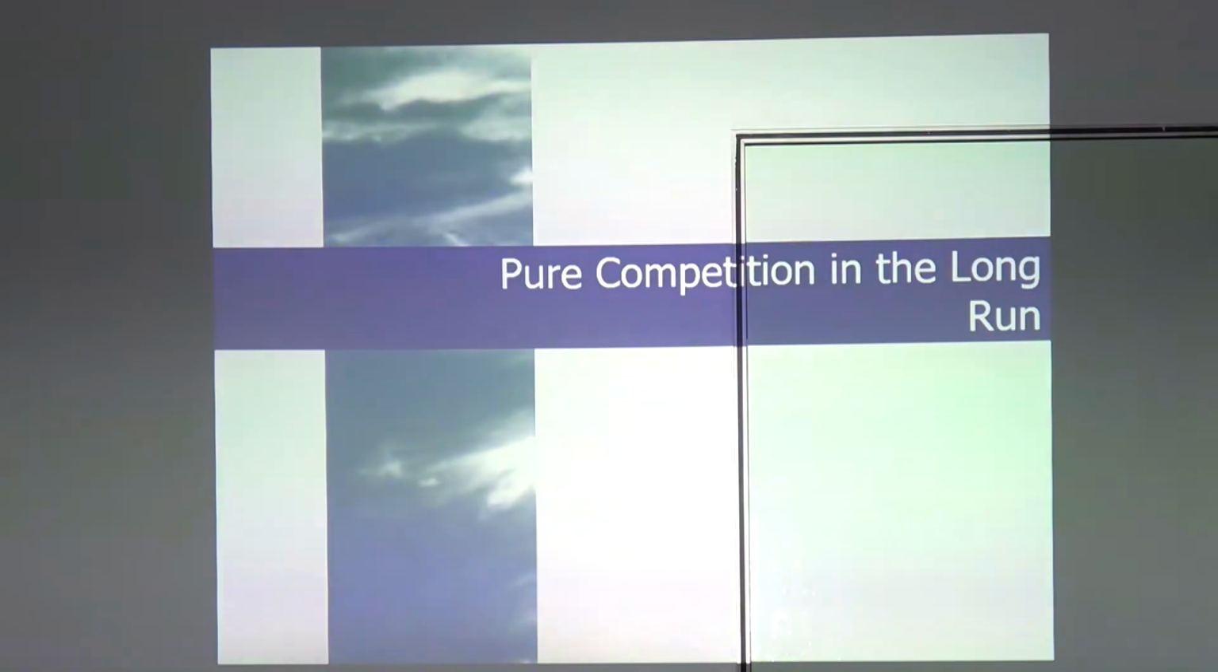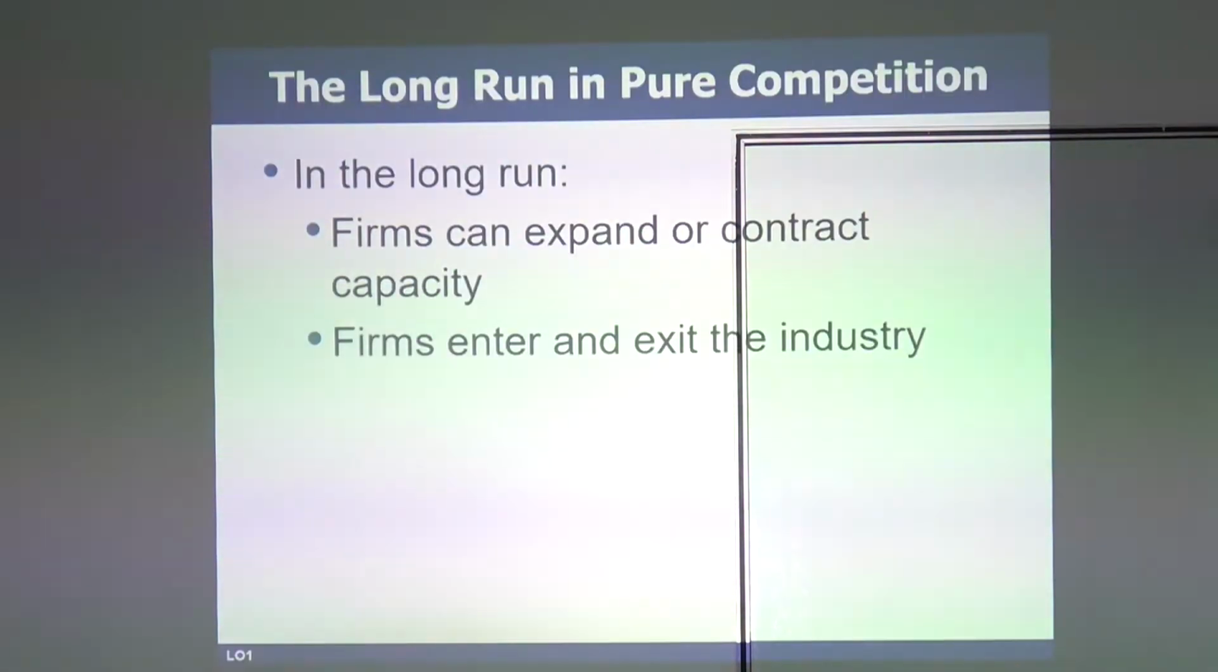Now let's turn to the discussion of pure competition in the long run. What happens in the long run? In the long run, the firm is able to expand its plant capacity.